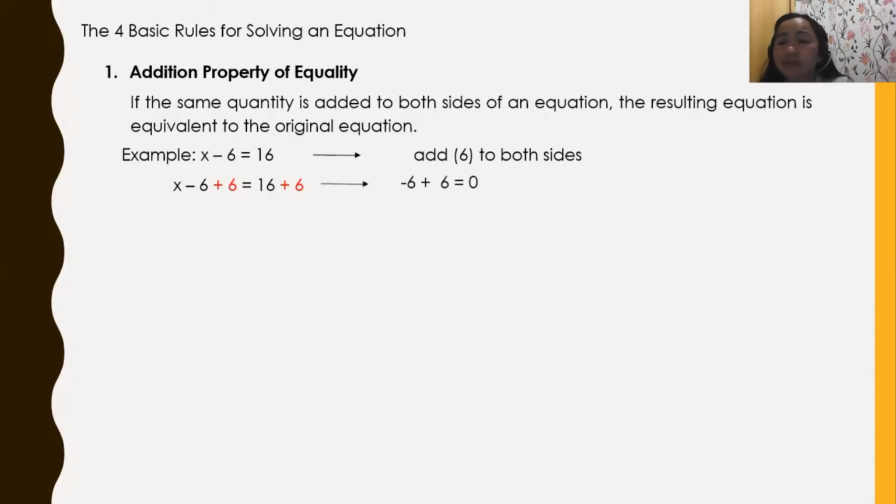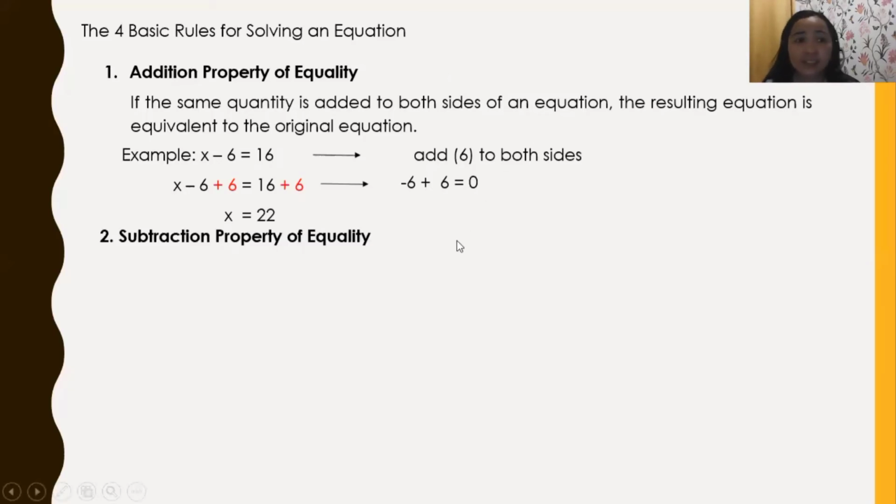Since additive inverse, negative 6 plus 6 is equal to 0, makakancel na. Ang matitira na lang ay x equals 16 plus 6, which is equal to 22. Doon nang galing yung 22. Therefore, the value of x is 22. That is addition property of equality.